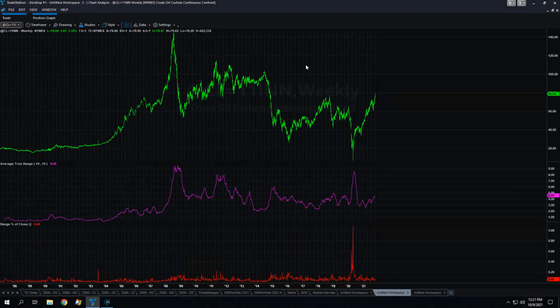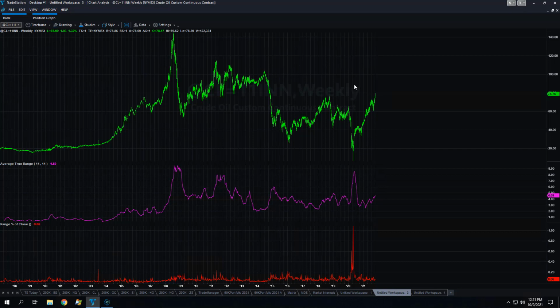I have two brand new trading systems for crude oil. First of all, I want to look at the longer term weekly charts. This is crude oil futures going back to 1997. It's non-back adjusted crude oil, so we can see the actual levels. The symbol for that in TradeStation is @CL=11INN.